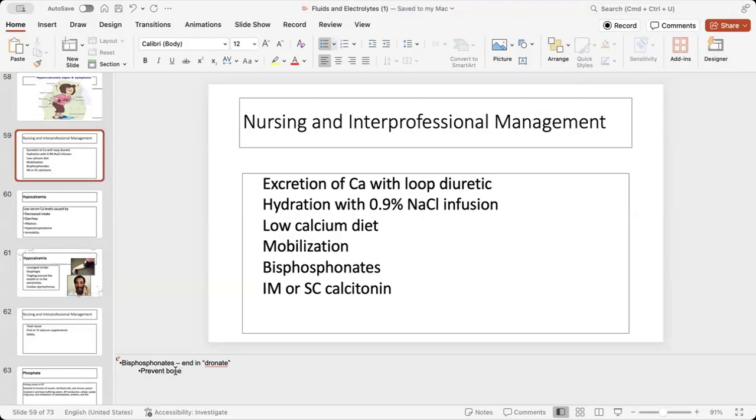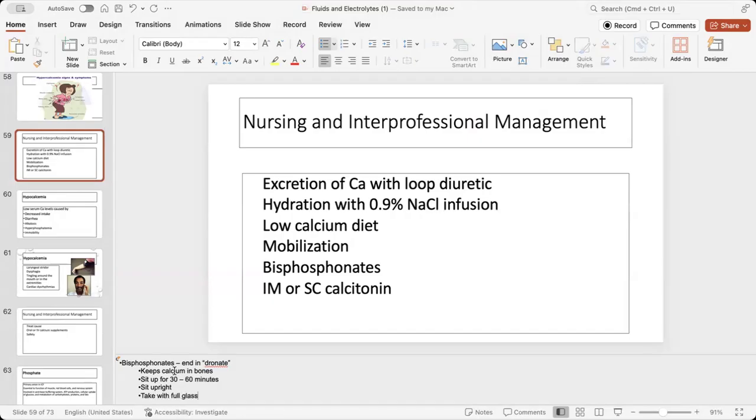Okay? What are some important things that you have to worry about when giving this medication? How do you safely give it? Yeah, you have to sit upright for, I think it's thirty minutes to an hour, because it can cause esophagitis. How do you take it? With what? Full glass of water, plain old water.